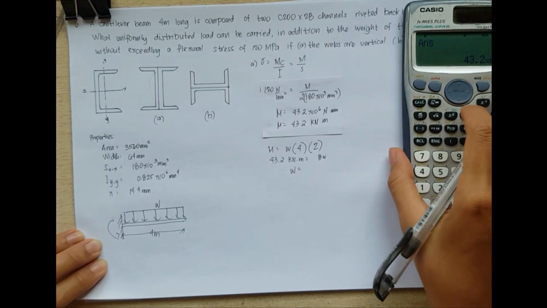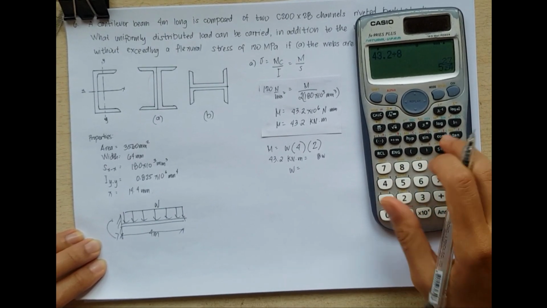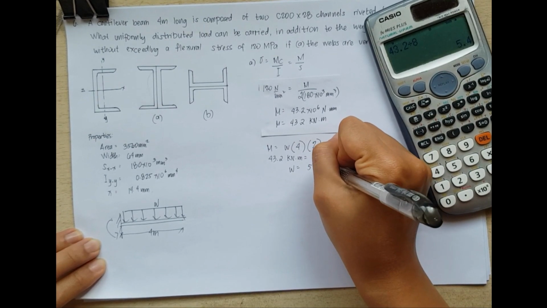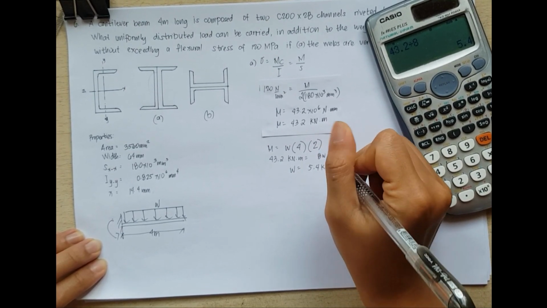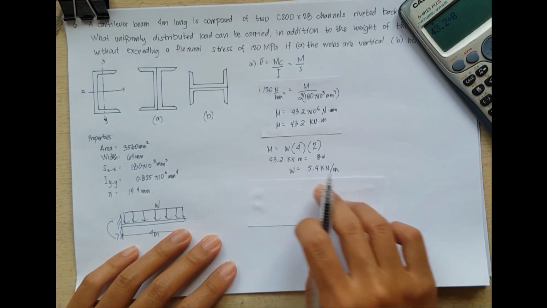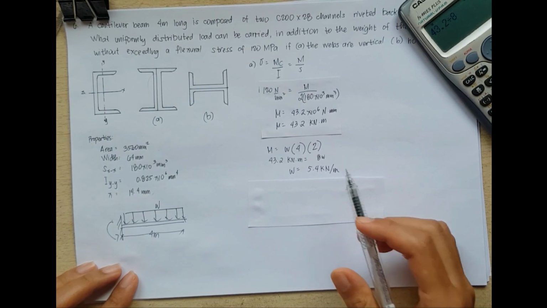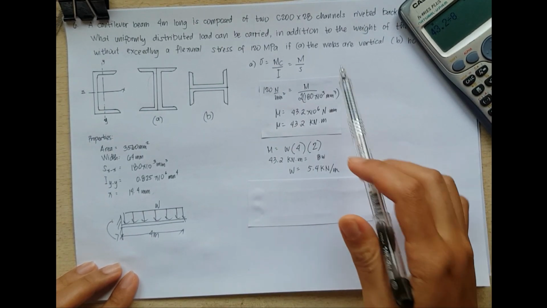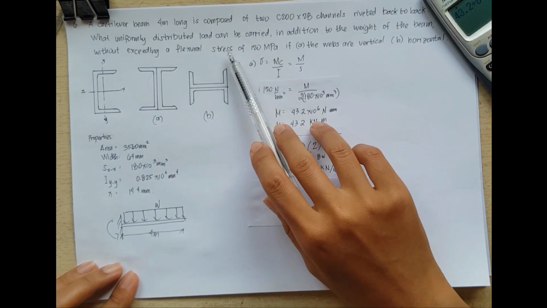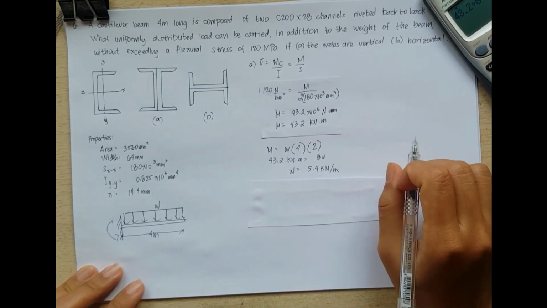Therefore, the uniformly distributed load is equal to 5.4 kilonewton per meter. So the uniformly distributed load is equal to 5.4 kilonewton per meter. But the problem is asking for the uniformly distributed load that can be carried in addition to the weight of the beam.